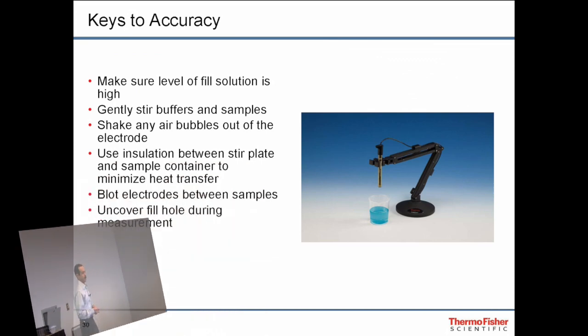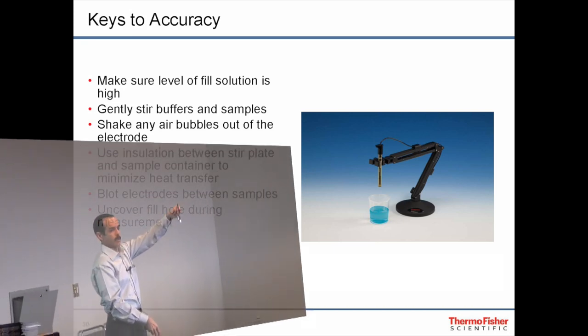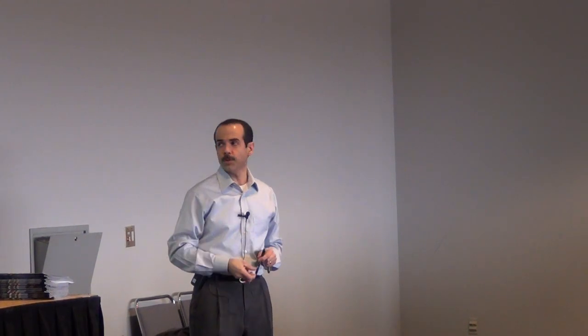Make sure the level of the fill solution is as high as possible. So think of, grab this pen here, think of this as a pH electrode, and if you let the fill solution drop and drop and drop to where my fingers are, and then you're putting this into a sample, and the level of the sample on the outside is higher than the fill solution on the inside, your sample is going to backflow into the inside of the electrode. So always keep the fill level high and keep it higher than the level of your sample. It's one of those things, people forget, so keep that fill solution level high.